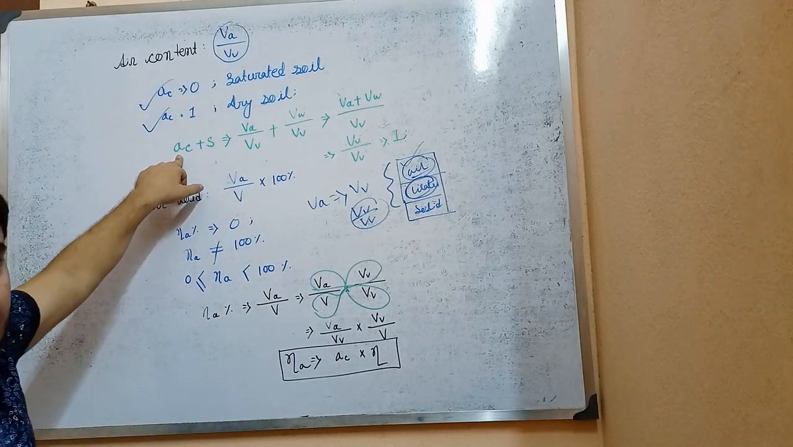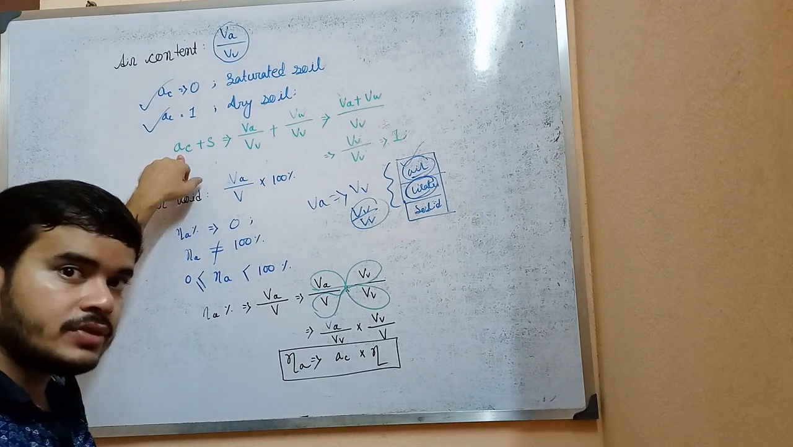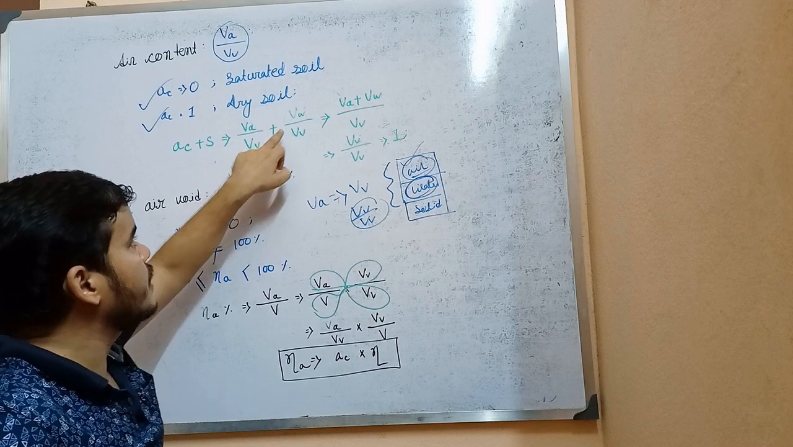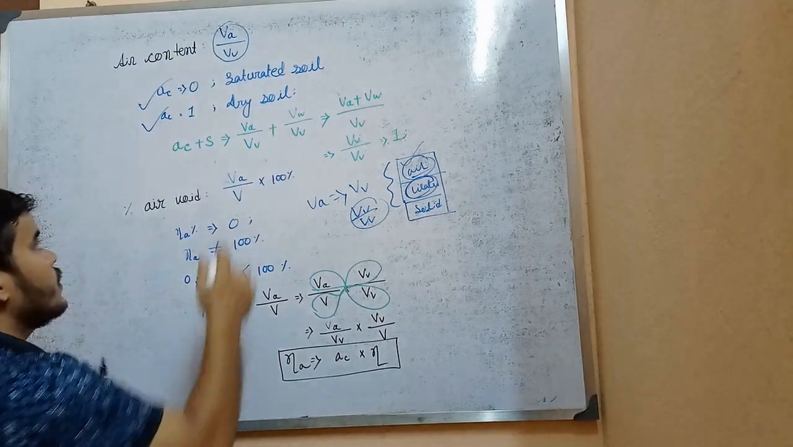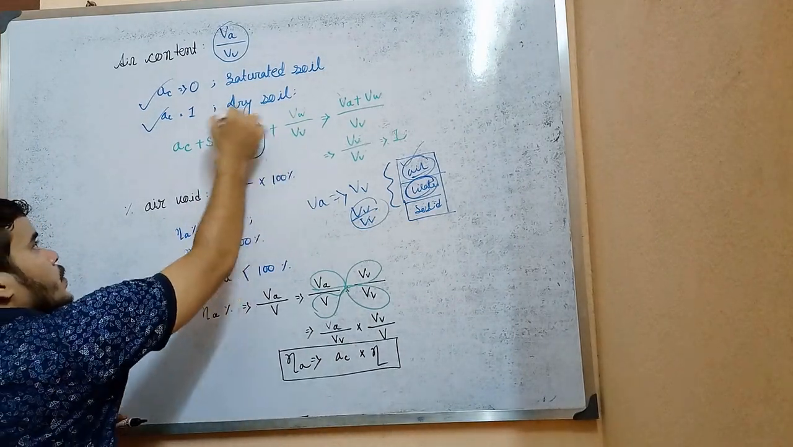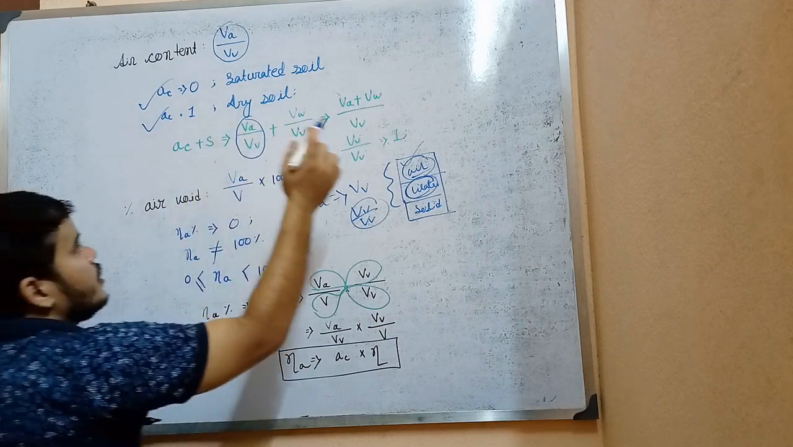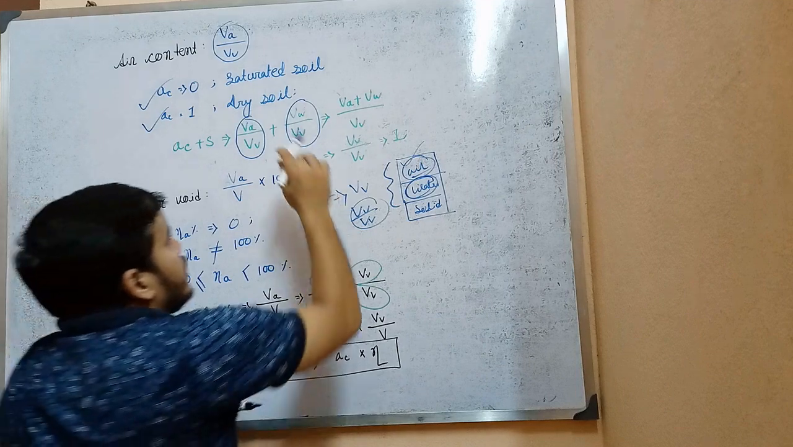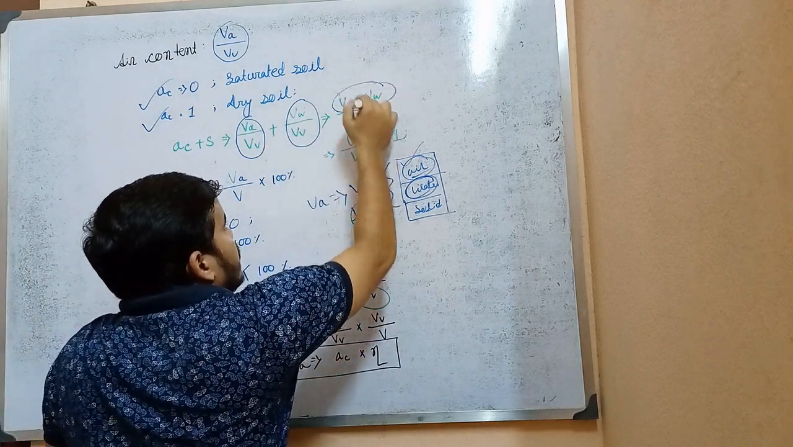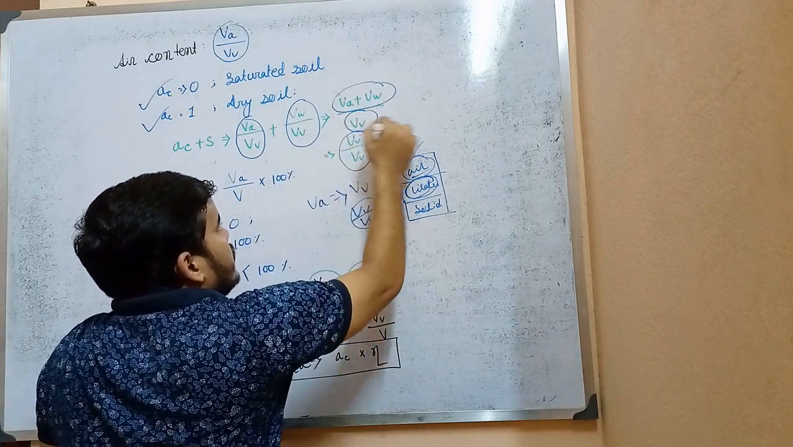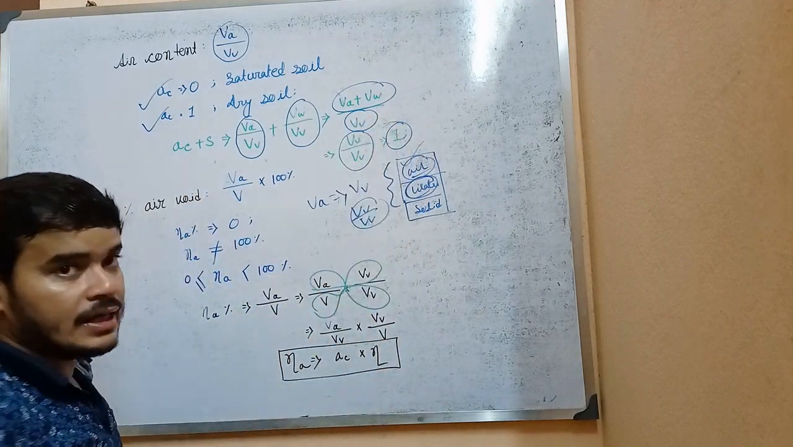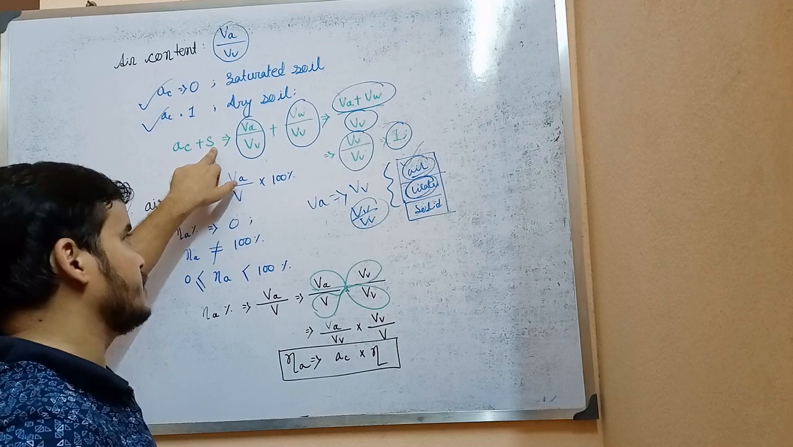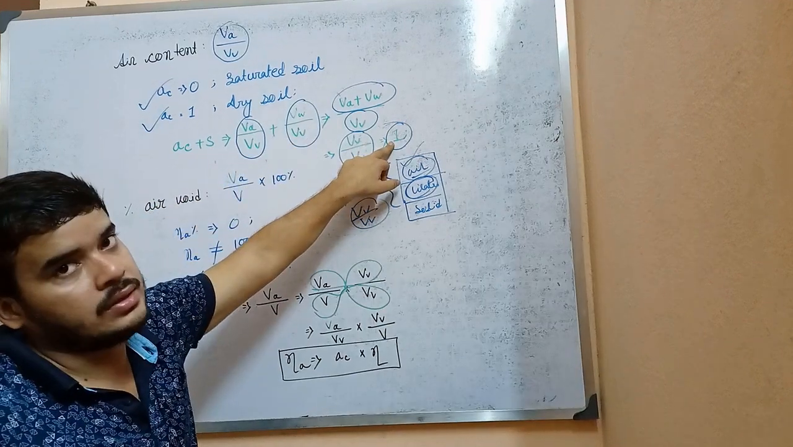Now, if we add these two terms, degree of saturation and air content, Va by Vv plus Vw by Vv. Air content means volume of air by volume of void, and degree of saturation means volume of water by volume of void. That means Va plus Vw by Vv, which is Vv by Vv equals 1. So air content plus degree of saturation equals 1.